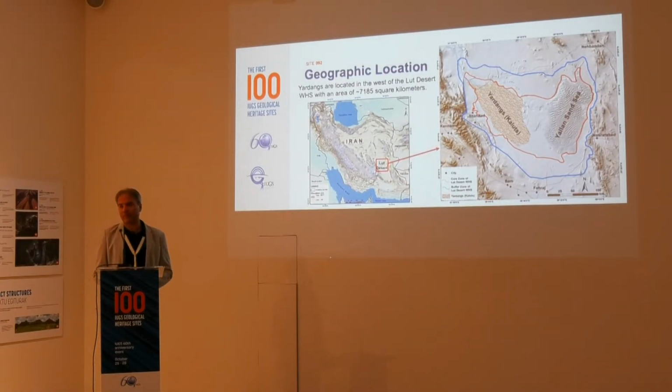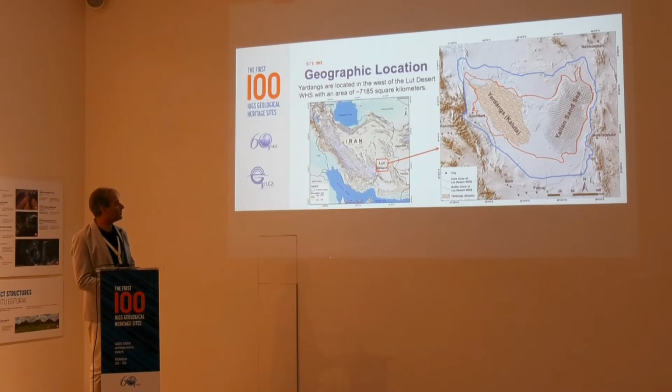Lut Desert is situated in the eastern part of the country, near the Afghanistan and Pakistan boundary. Its Yardang area is around 7,000 square kilometers. You see the core zone of the World Heritage Site with the red line, and the blue one is the buffer zone. Almost half of the core zone consists of Yardangs.